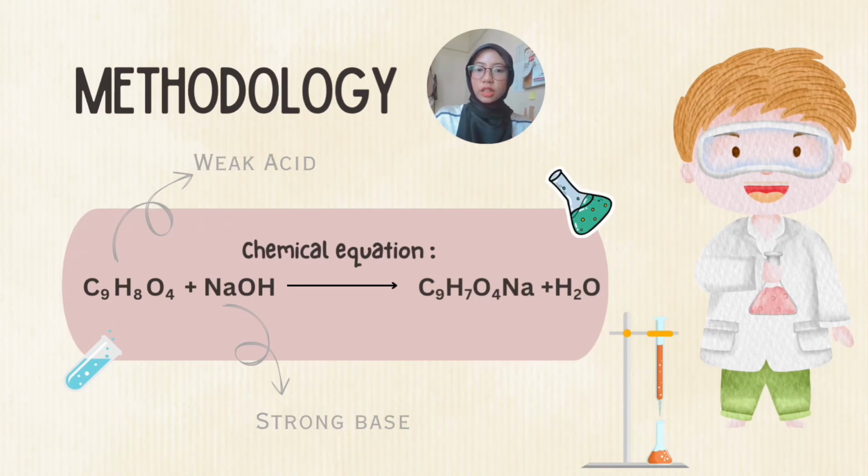Next, for the chemical equation of the titration, we will combine a weak acid with a strong base. For this equation, we have acetyl salicylic acid, which acts as the weak acid, and then we will combine it with sodium hydroxide, which is a strong base, and then it will produce sodium salicylate with water.